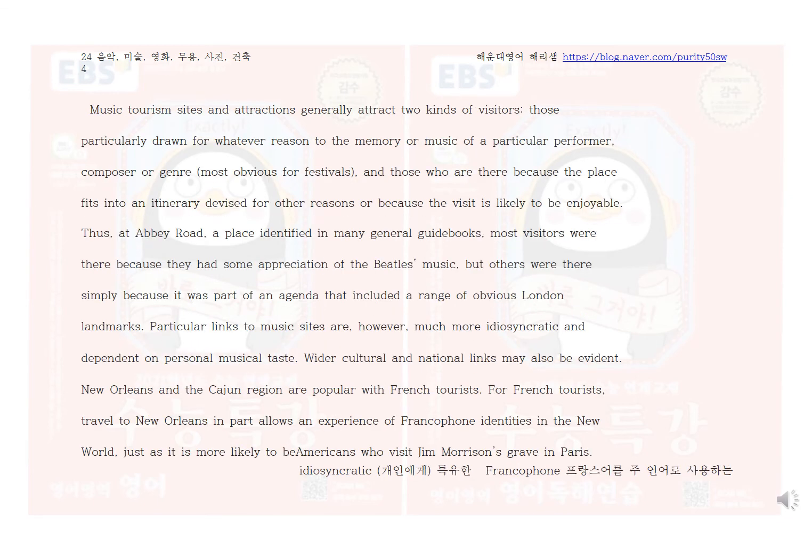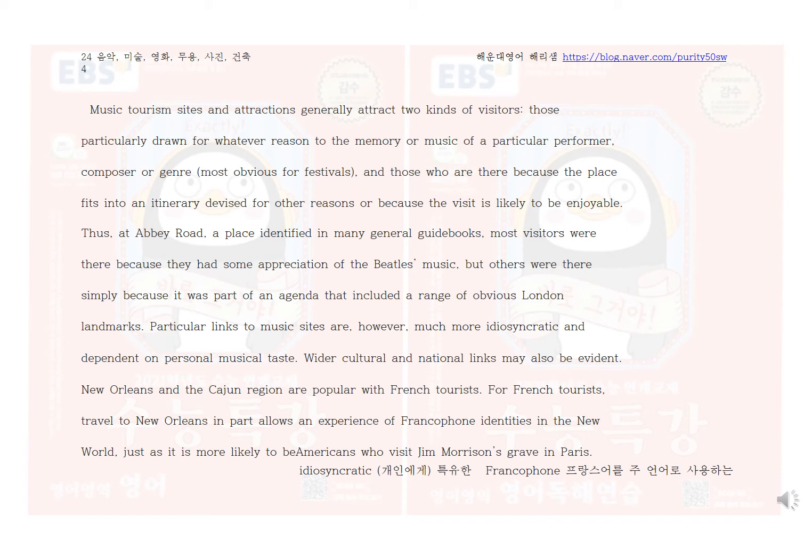Exercise 4. Music tourism sites and attractions generally attract two kinds of visitors: those particularly drawn for whatever reason to the memory or music of a particular performer, composer, or genre, most obvious for festivals, and those who are there because the place fits into an itinerary devised for other reasons or because the visit is likely to be enjoyable.